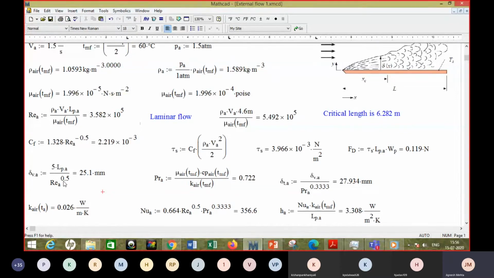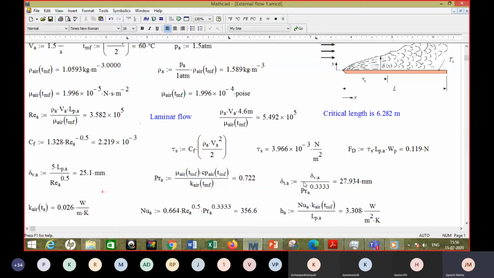It will start from 0 and go up to 25.1, right? So that's the number. So this is 25 millimeters as compared to 3 meters, so it is much smaller than the length of the plate. Now, the thickness of the velocity boundary layer need not be equal to the thickness of the thermal boundary layer, right?